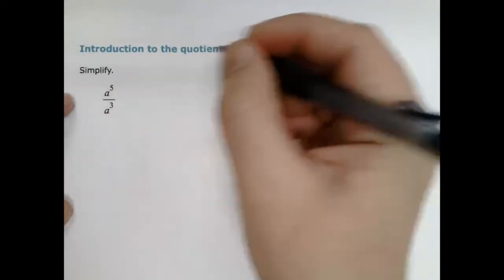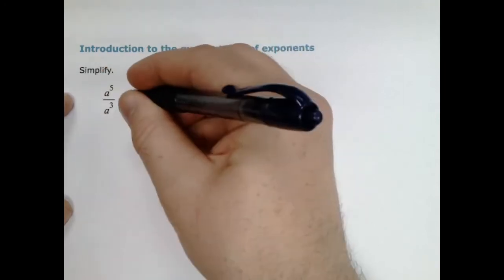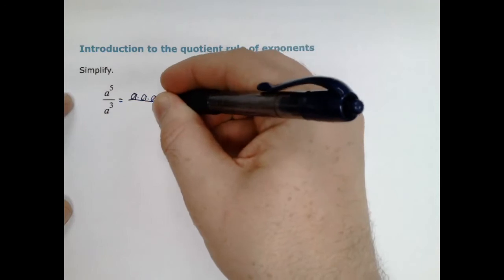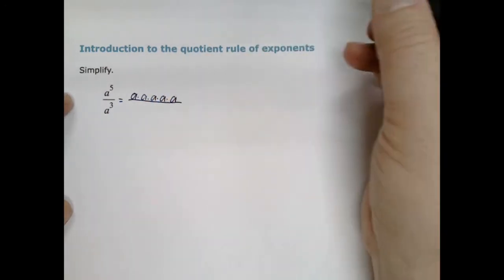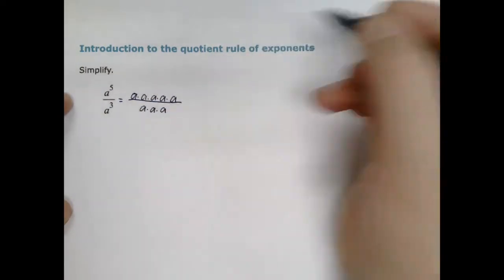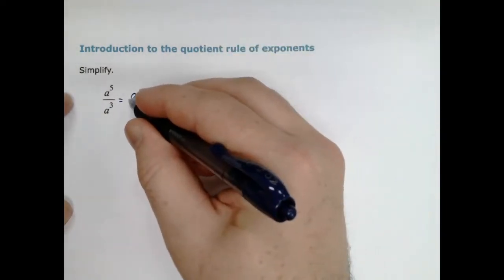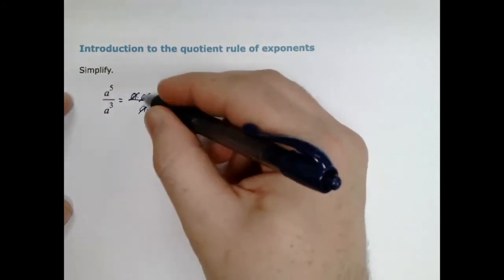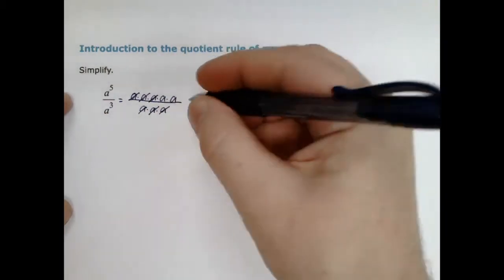So what we're looking at here is if we break this apart, we have a to the fifth, so that's a times a times a times a times a, right? And then we have a cubed on the bottom, so that's 3 a's. So we have 5 on top and 3 on the bottom. And then we can reduce by dividing these out. So these all reduce to 1, so they effectively are not necessary.